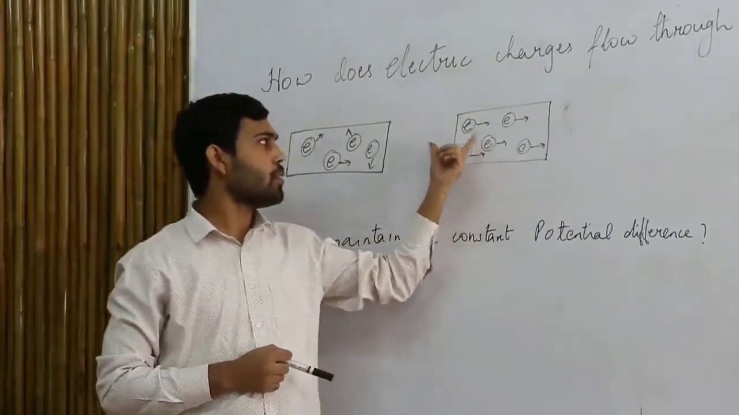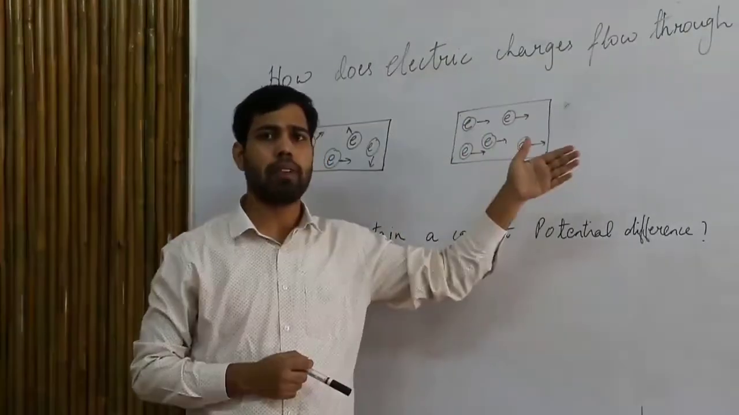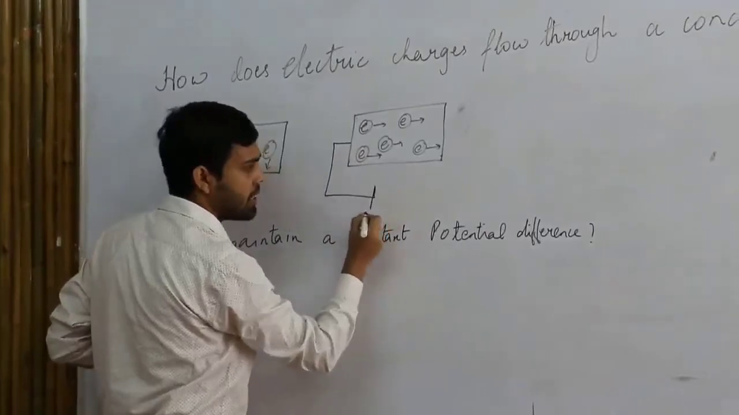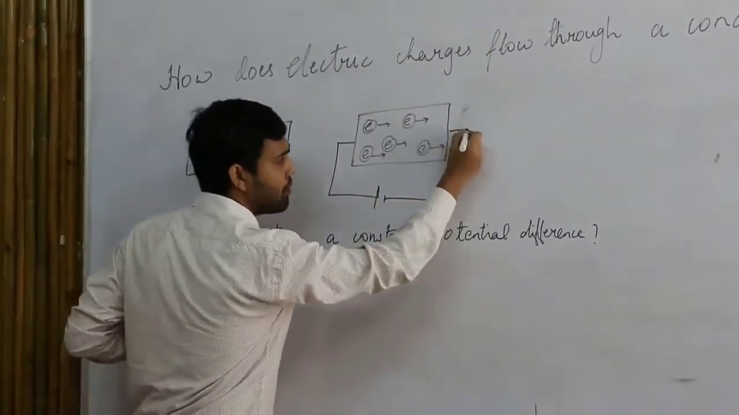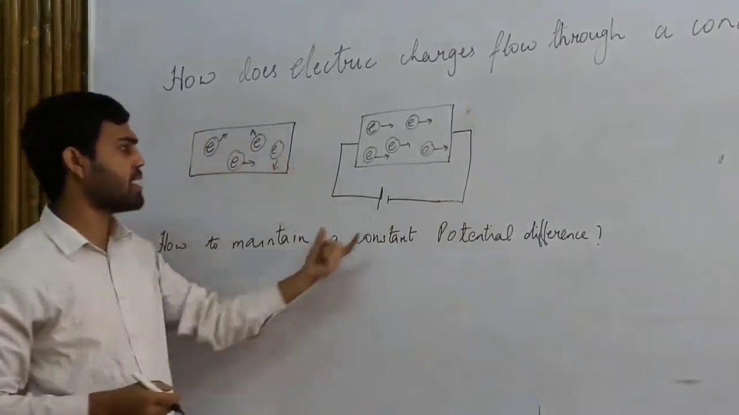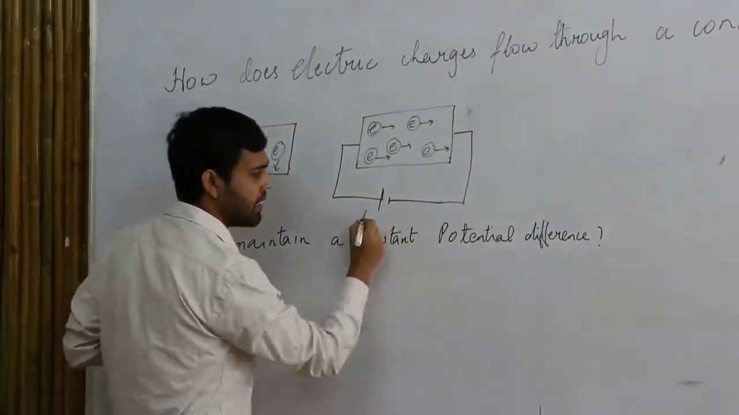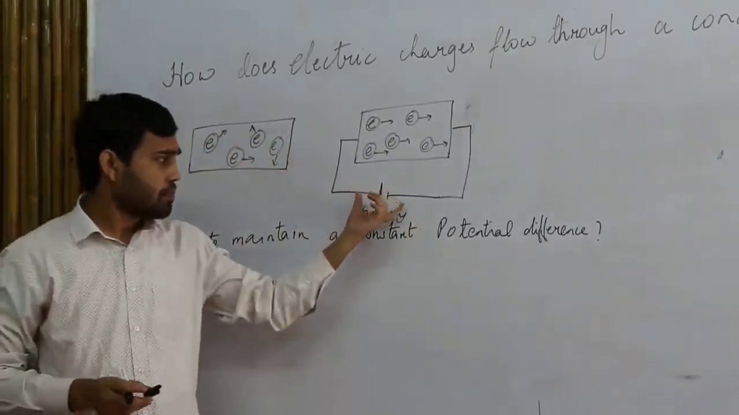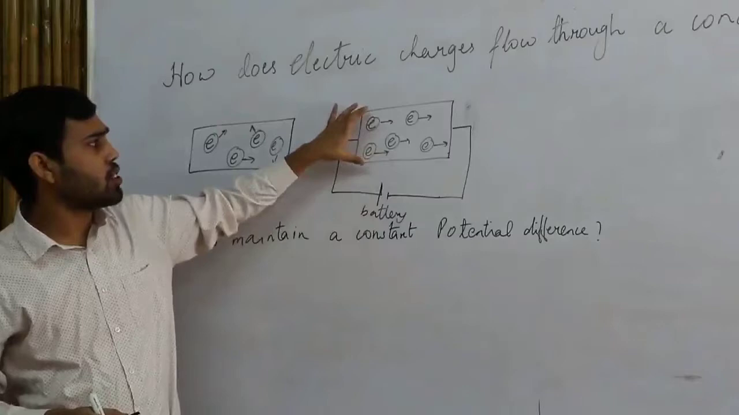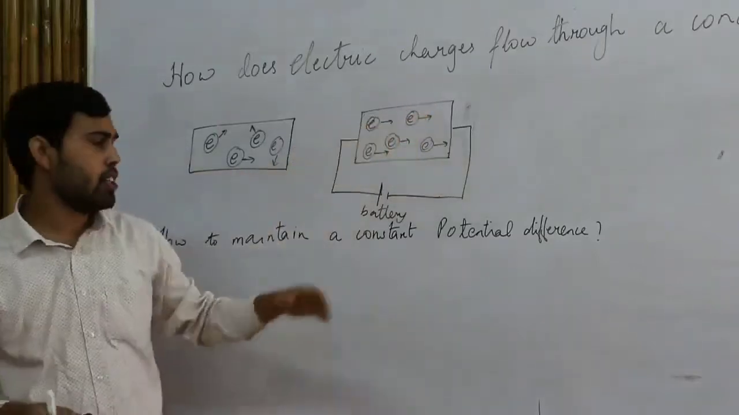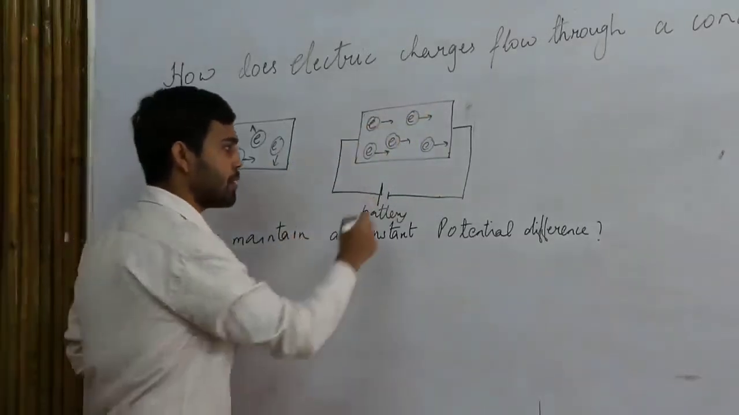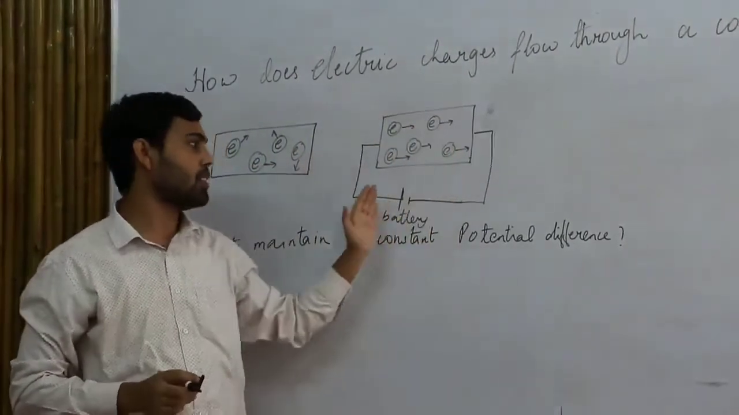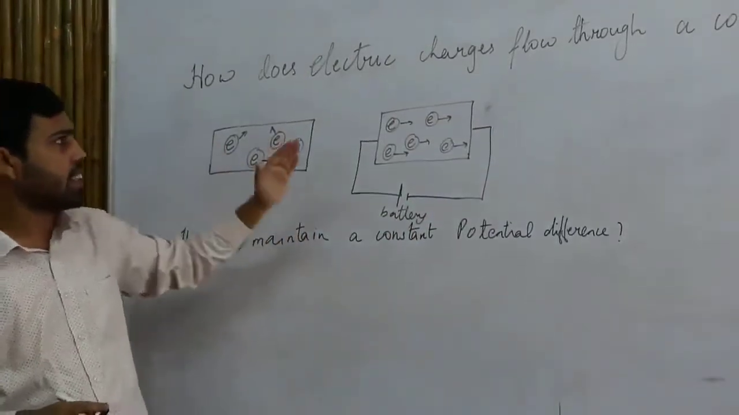Now, here, if you notice, all the electrons are flowing in the same direction. Why so? Because this conductor is connected with some source of potential difference. In this case, my source of potential difference is a battery or a cell. As soon as I connect this battery with this conductor, these electrons will align themselves in a particular direction. Because this is the positive terminal, all the electrons will try to move towards the negative terminal. So this is how electric charge flows through a conductor.